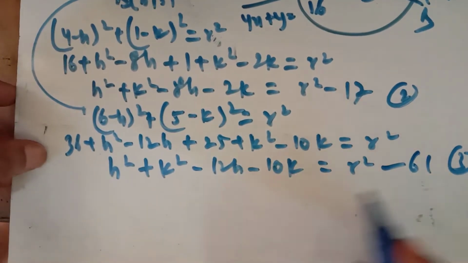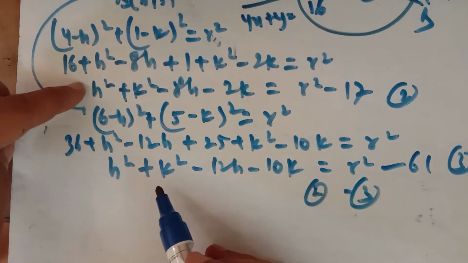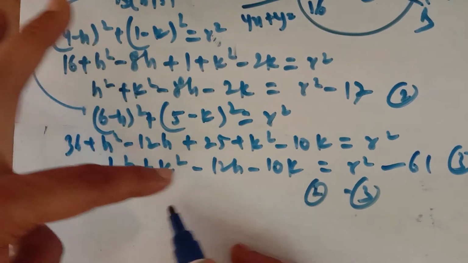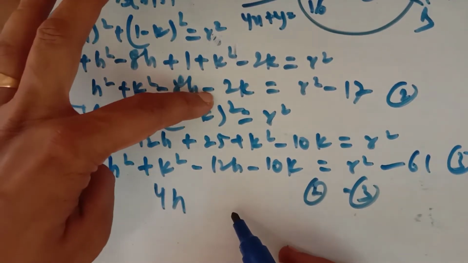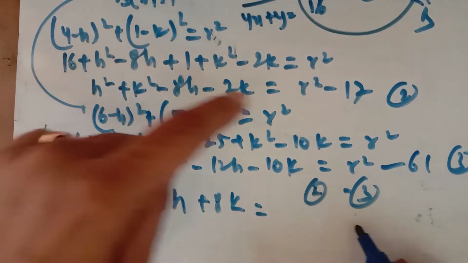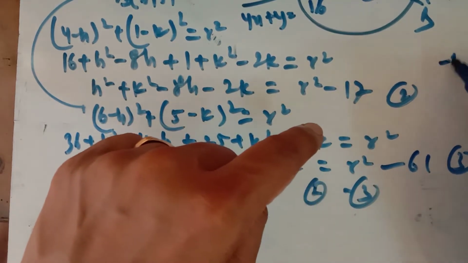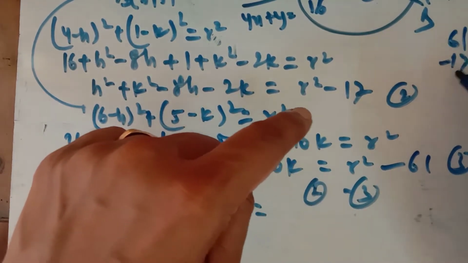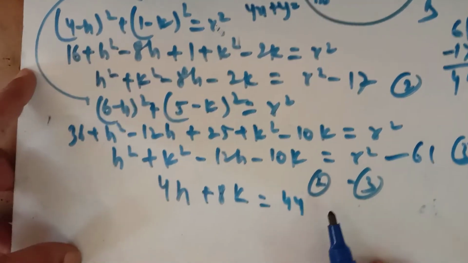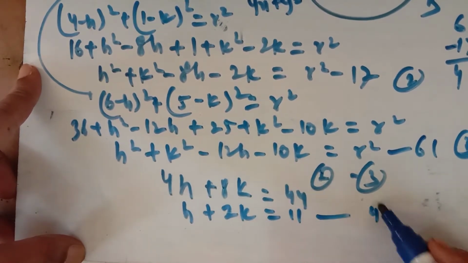Now if we subtract these 2 equations, equation number 3 minus the other, h square cancels, k square cancels, minus 8h plus 12h is 4h, minus 2k plus 10k is 8k, and r square cancels with r square, and minus 17 plus 61 is 44. You can divide the whole equation by 4 also. So this is the 4th equation.